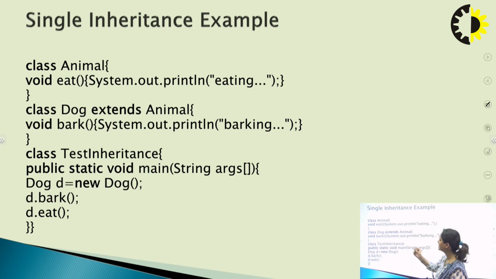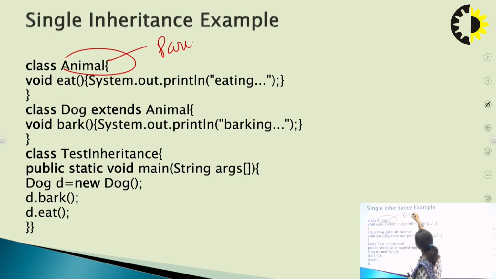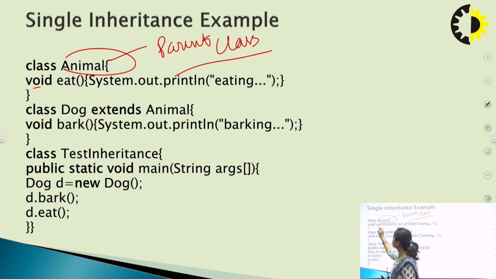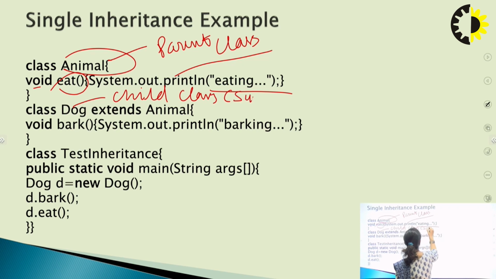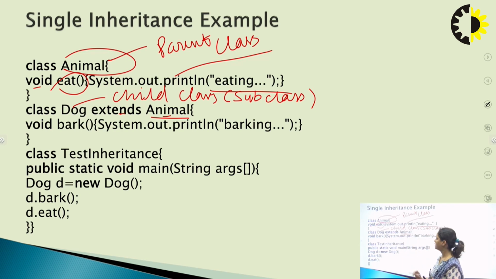Here we are taking a class Animal, which is a parent class, and this parent class has only a single method in it, named eat. The eat body contains a printing statement, "eating", and there is a child class named Dog, or a subclass. So Dog is extending the Animal class. Animal is the parent class of Dog and Dog is a child class of Animal, and we are using the extends keyword to get the features of the Animal class.